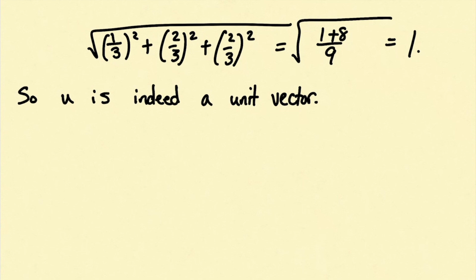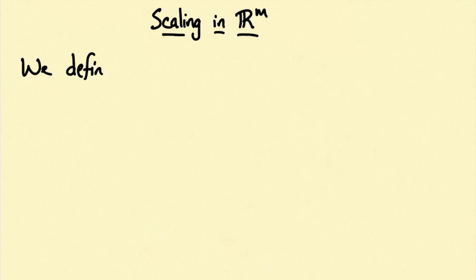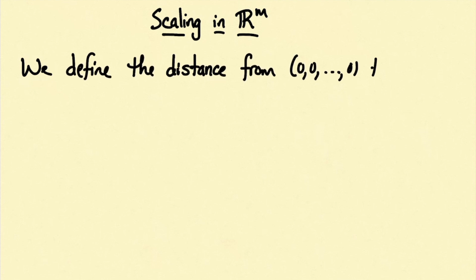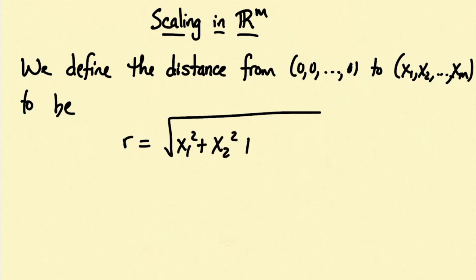While we can't visualize m-dimensional space for m bigger than 3, we make the general definitions that match our intuition in dimensions we can visualize. We define the distance from the origin to a point x1, x2, down to xm to be r, which is the square root of the sum of the squares of its coordinates.